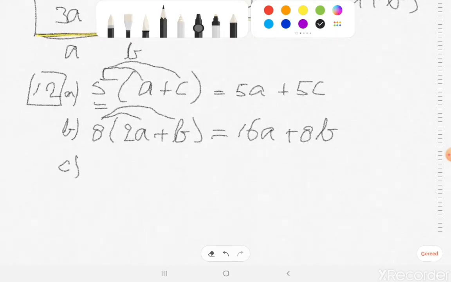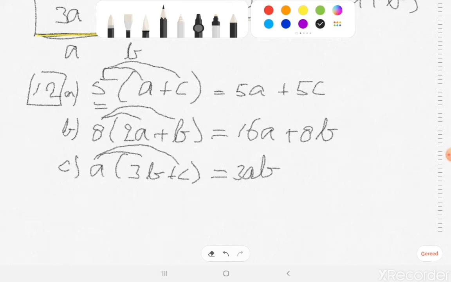Exercise C. A inside the bracket 3b plus c. A times 3b is 3ab, and a times c is positive ac. You can say 1ac, but you need to simplify it, so you need to write it down as short as possible again.